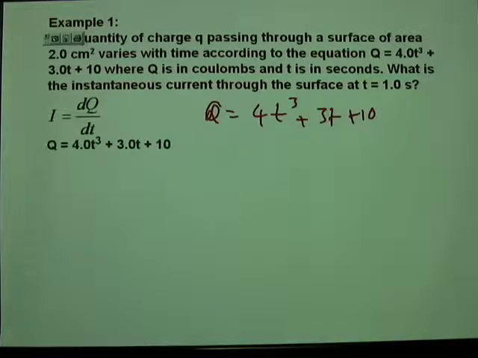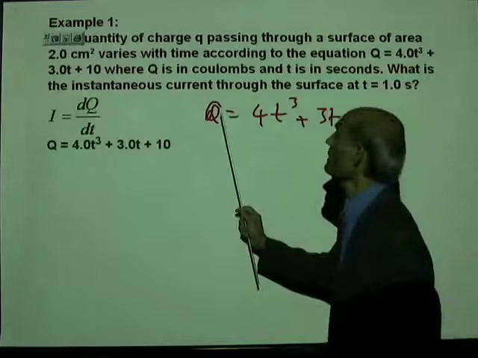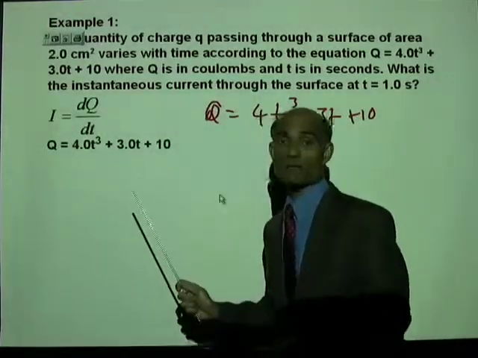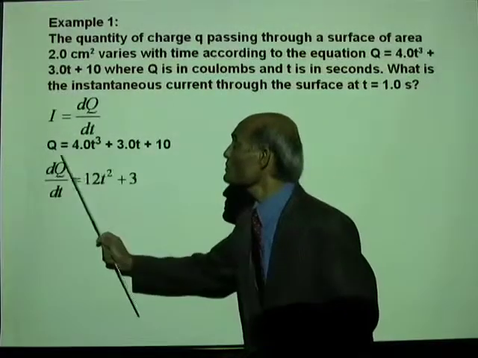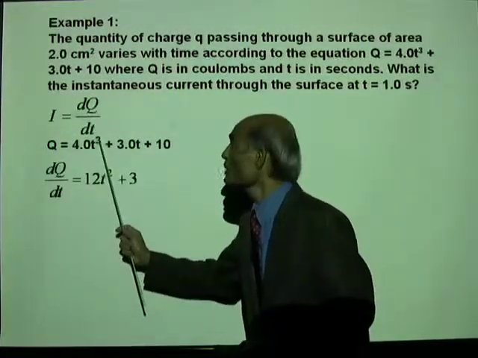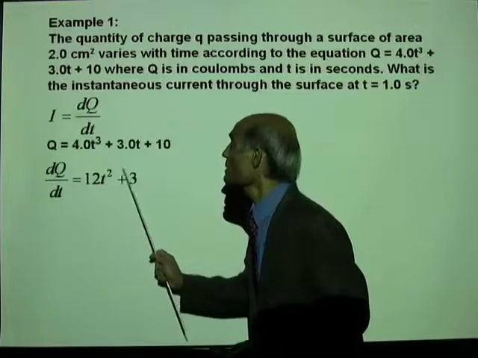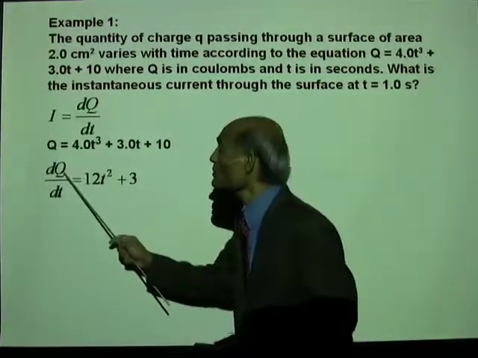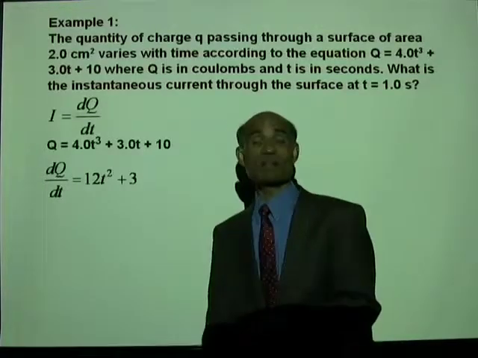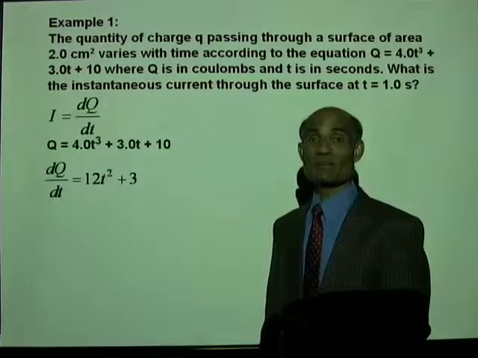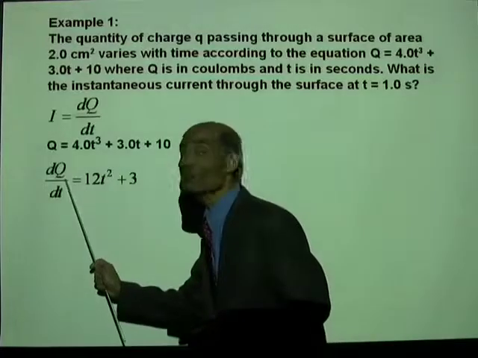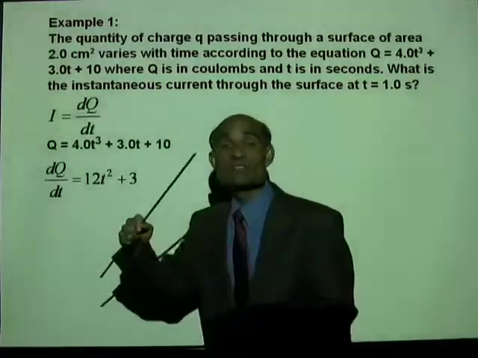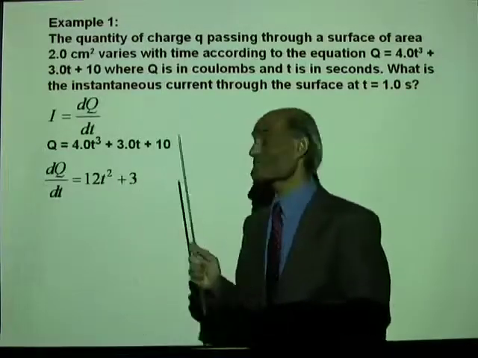Now, what is the derivative of this with respect to time? The derivative, dq by dt, is 12t squared plus 3. The derivative of 10 is 0. So dq by dt is 12t squared plus 3. Now, the value of this at t equal to 1 will be the instantaneous current at that time.